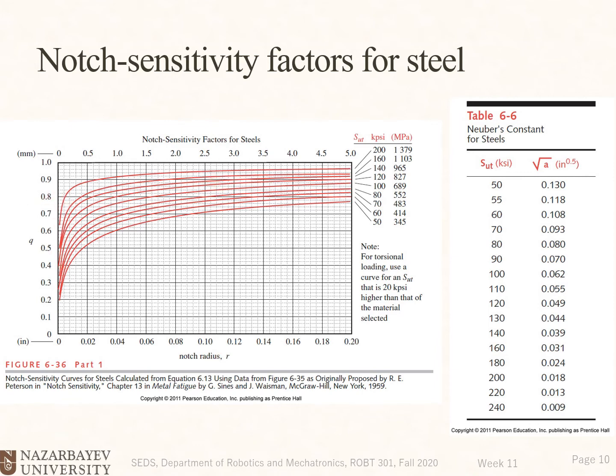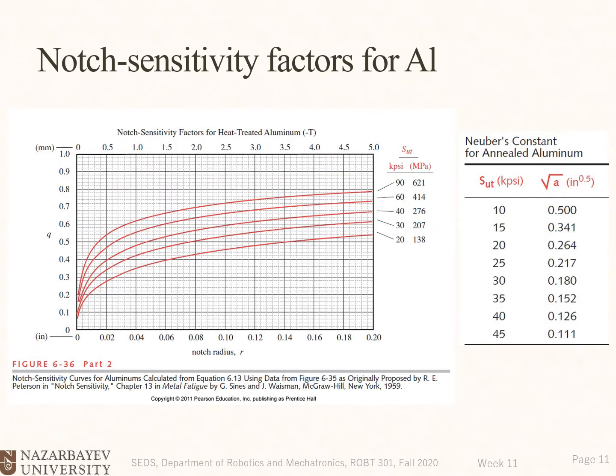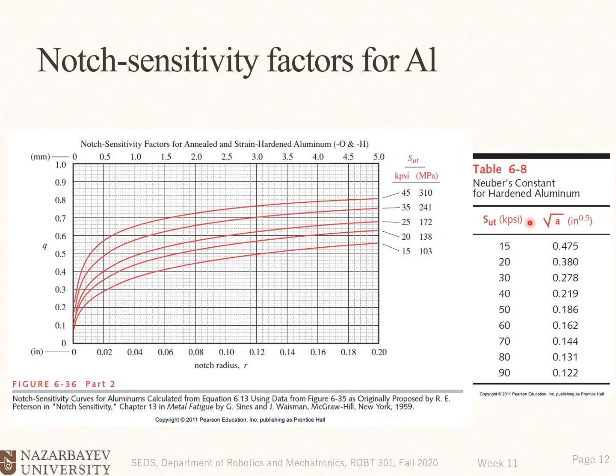Then you need this q to calculate the fatigue stress concentration factor. Same, for example, here for annealed aluminum. And same for hardened aluminum, where you could find Neuber's constant as a function of ultimate tensile strength, or you could basically calculate or find q based on these graphs.